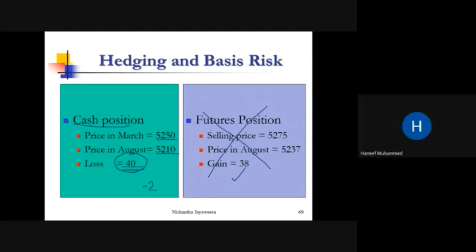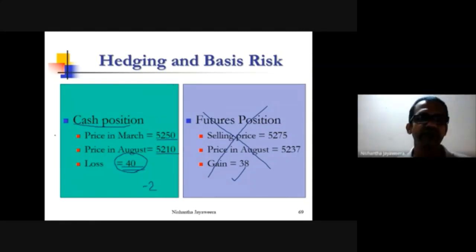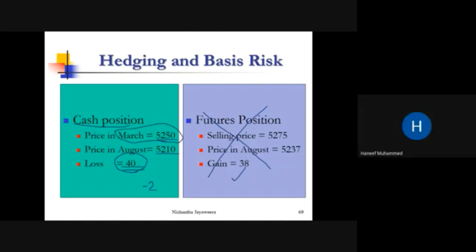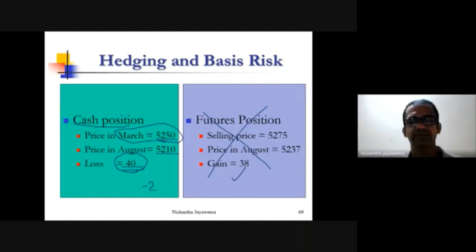Since we have hedged the March position at 5250, even in August we compare against that. Yes, 5250 is our cost, the value of our position in March at the beginning of the trade. Since we have hedged, our loss is minimized to 2. Otherwise, it could have been 40.